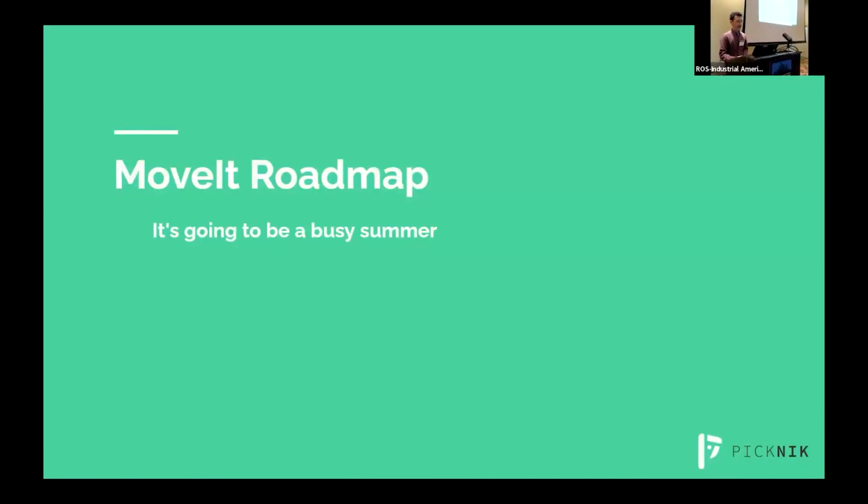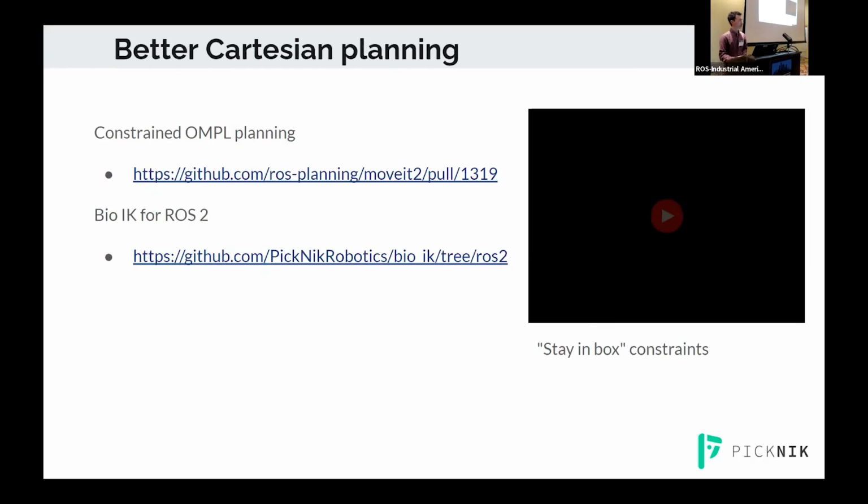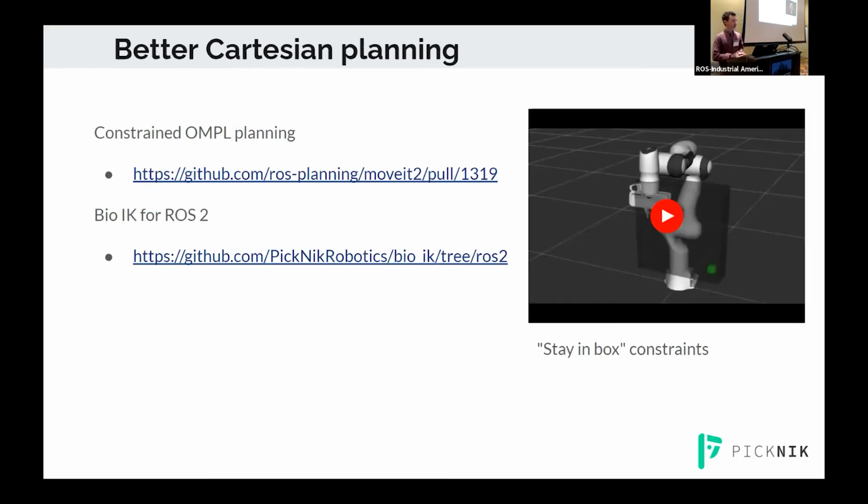Lots happened last year, and a lot's going to happen this summer. We're pretty excited. Something we get a lot of questions about very routinely is, why is my Cartesian planner doing weird things? Why is it failing? I'm happy to say we have two different ways we're going to soon be tackling, or actively tackling, and we'll be having solutions for in the near future.